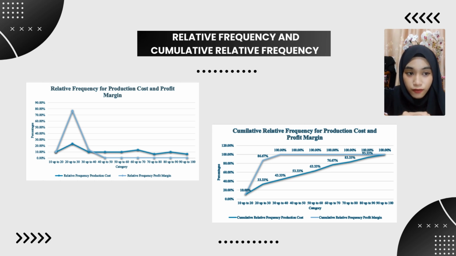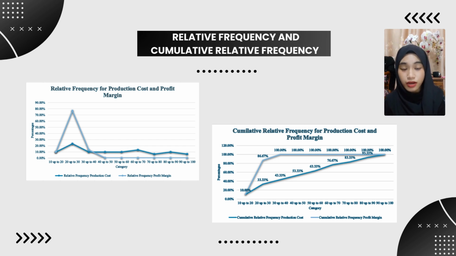Production costs are front-loaded, which means costs accumulate quickly in lower ranges, such as for tight control or optimization. And for profit margin, it accumulates gradually. This may imply variability in profit margin across categories, or that higher margins are found in later ranges.